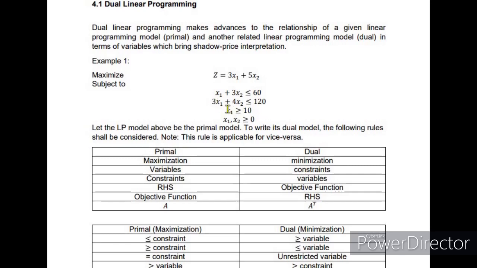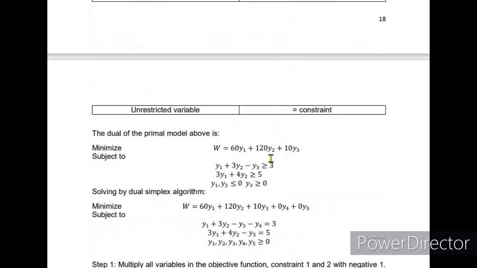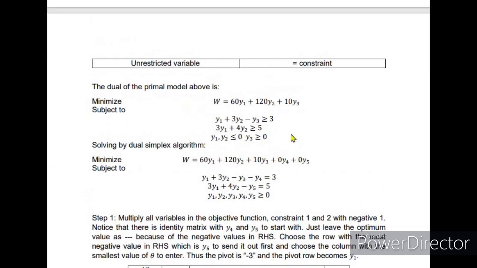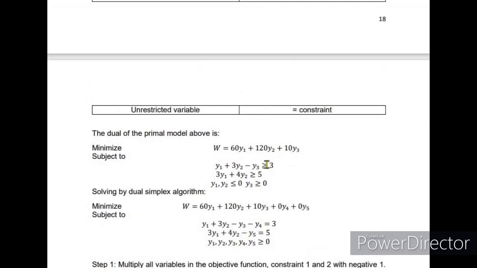So why does the positive 1 here become negative 1 here? Because as a rule, if the constraint symbol is greater than or equal in the primal model, the constraint in the dual will become greater than or equal also, but the variable will have a negative sign. That's why it is negative 1 here.